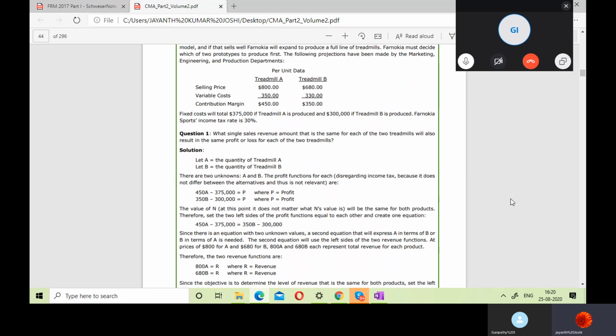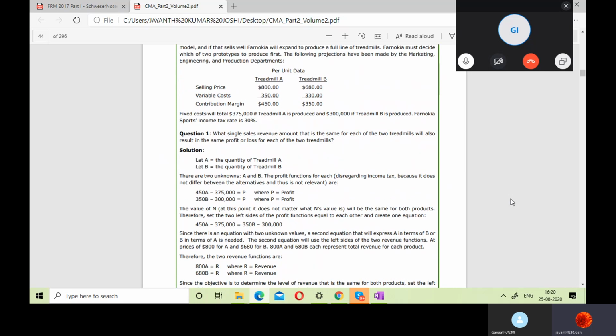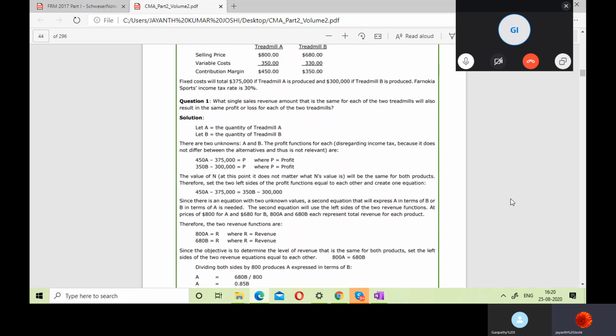Okay, and what are they actually asking here? Question 1: what single sales revenue amount that is the same for each of the two treadmills will also result in the same profit or loss for each of the two treadmills? They're asking you about profit actually. Okay, so we will see.